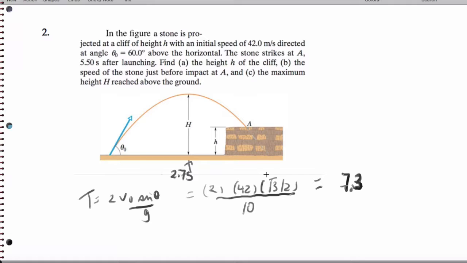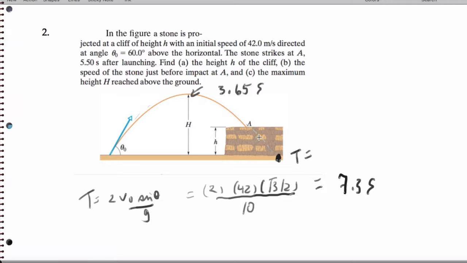Let me say that one more time. If we launched this in the air and it landed all the way here, the total time would be 7.3 seconds. Only halfway up means that right here, if we take 7.3 divided by 2, that's going to be 3.65 seconds at the top.